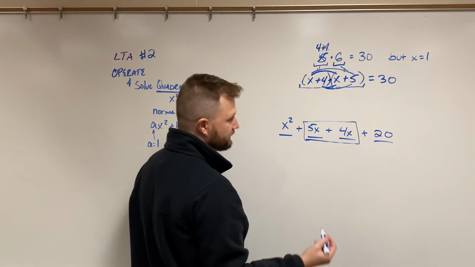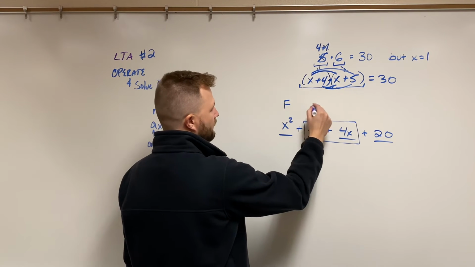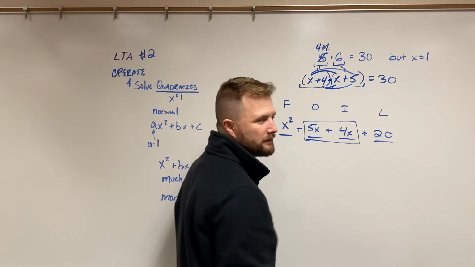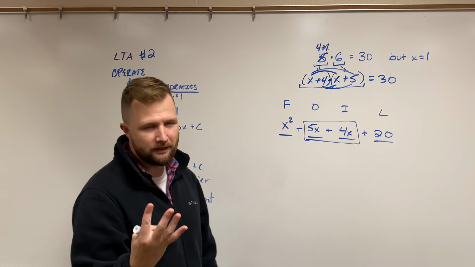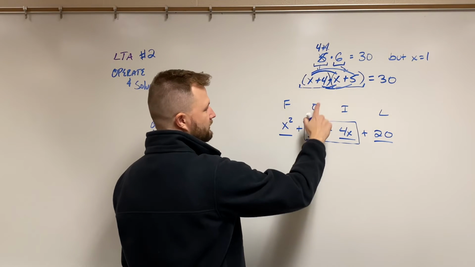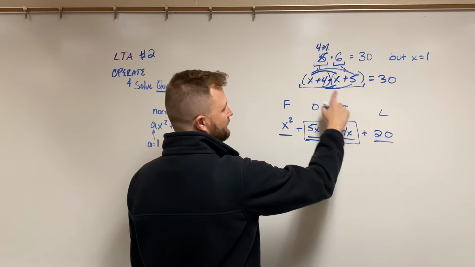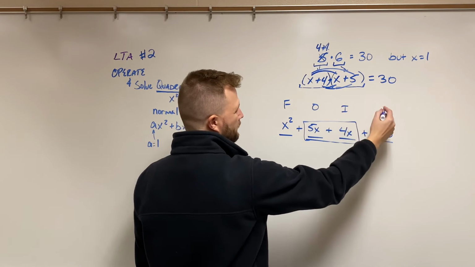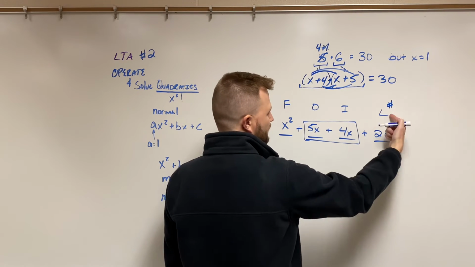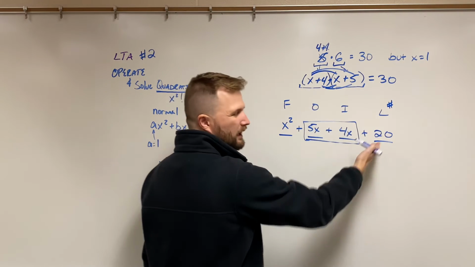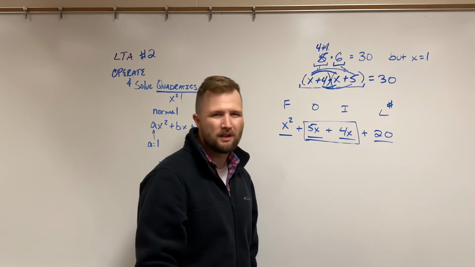Well, I know you've heard this word before, FOIL. FOIL is just an acronym to help you remember that there's 4 pieces. The first times the first, the outside times the outside, the inside times the inside, and the last one times the last one. And that's always the numbers. Hashtag L, last, the numbers 4 times 5. We always end with those. So that's just 2 numbers multiplied.